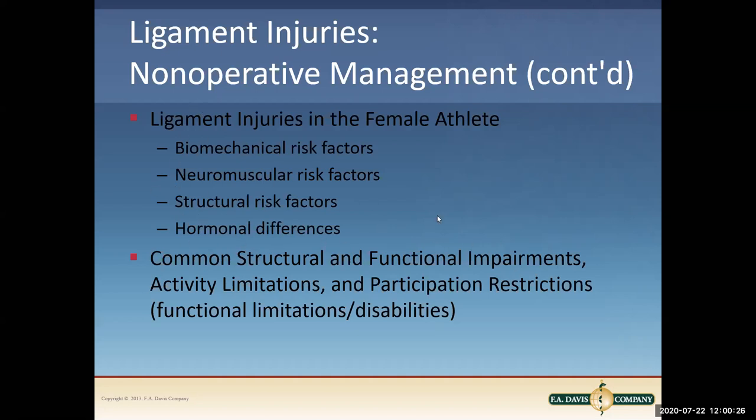But the main risk, again, the main thing that causes this in females is, number one, the structural differences, the biomechanical differences that go along with structural, and then hormonal differences. Because it's not that you lack testosterone, but you don't have the same levels of testosterone that we have.